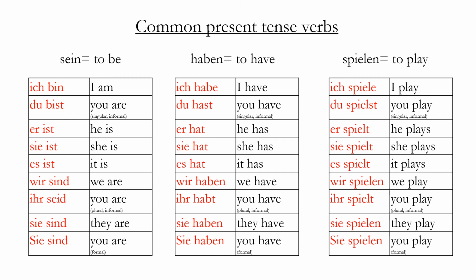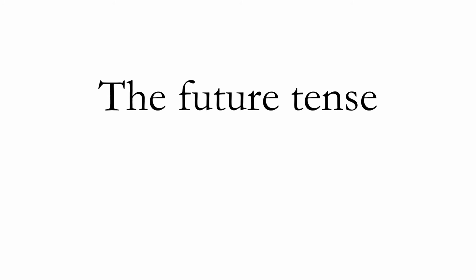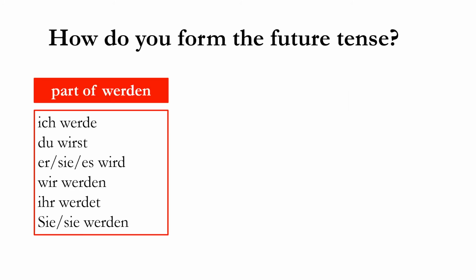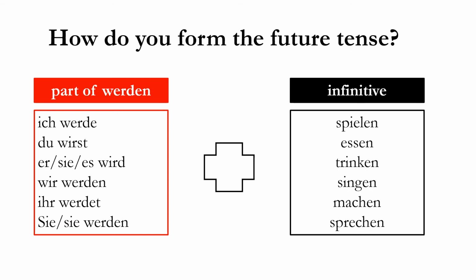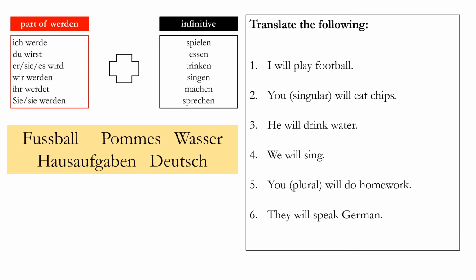The future tense. So we form the future tense with a part of werden and the infinitive. It's really easy. Okay, so I'd like you to use that to help you translate the following. I'll give you an example. I will play basketball would be ich werde Basketball spielen. Okay, so the infinitive goes to the end. Again, I'd like you to pause the video now to give you time to translate those 6 sentences into German.